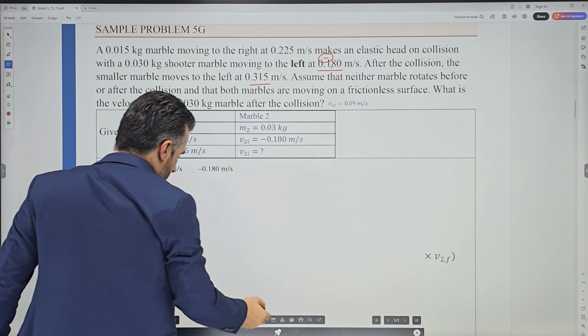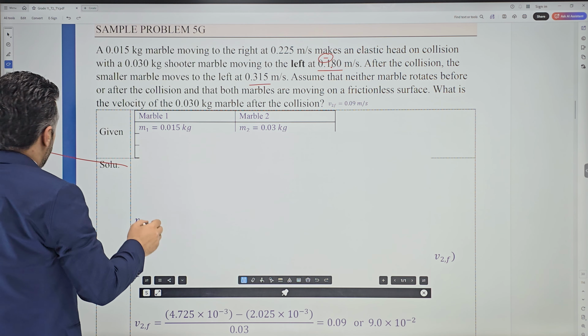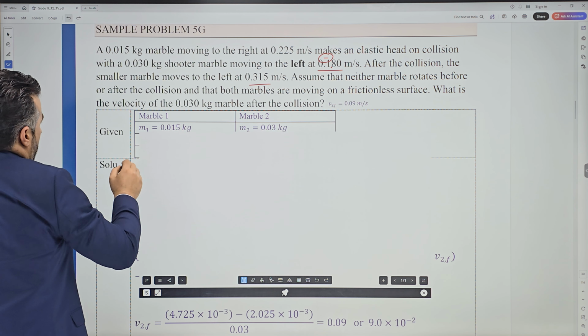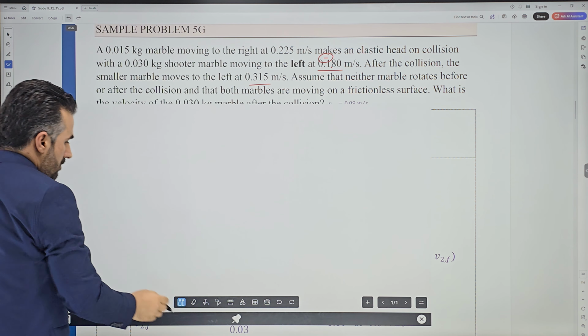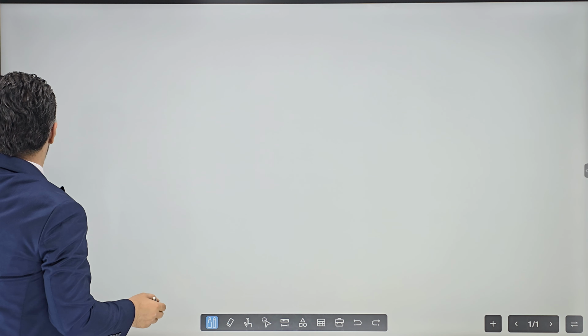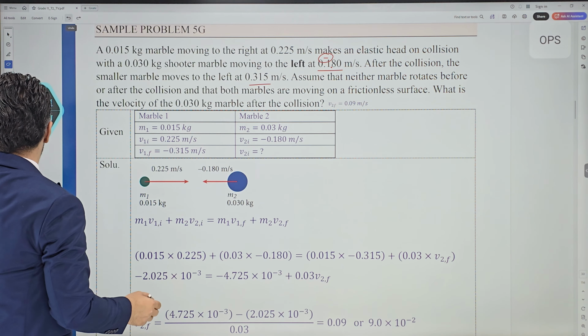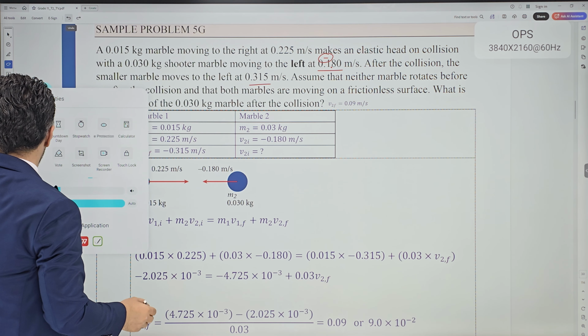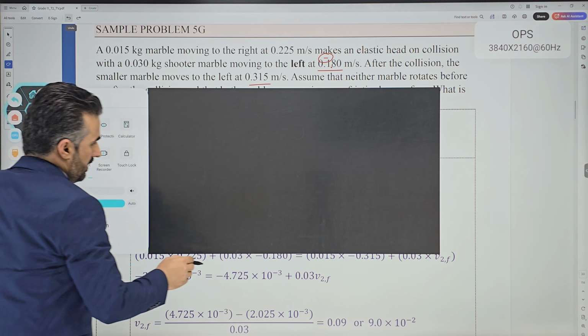So let me draw a diagram perhaps of what we have here. Let's draw a diagram. All right, let's get back to the other one. We don't want that, so let's get back to this.